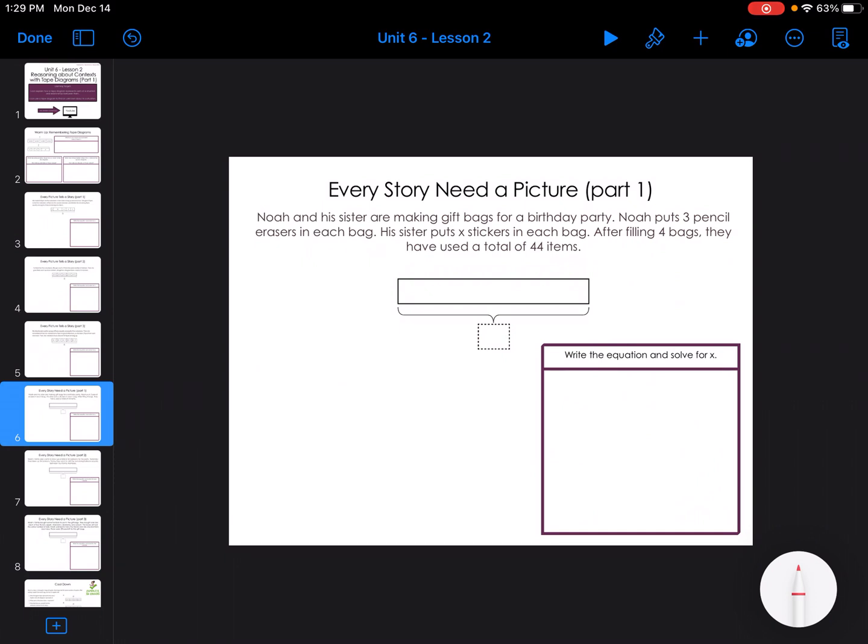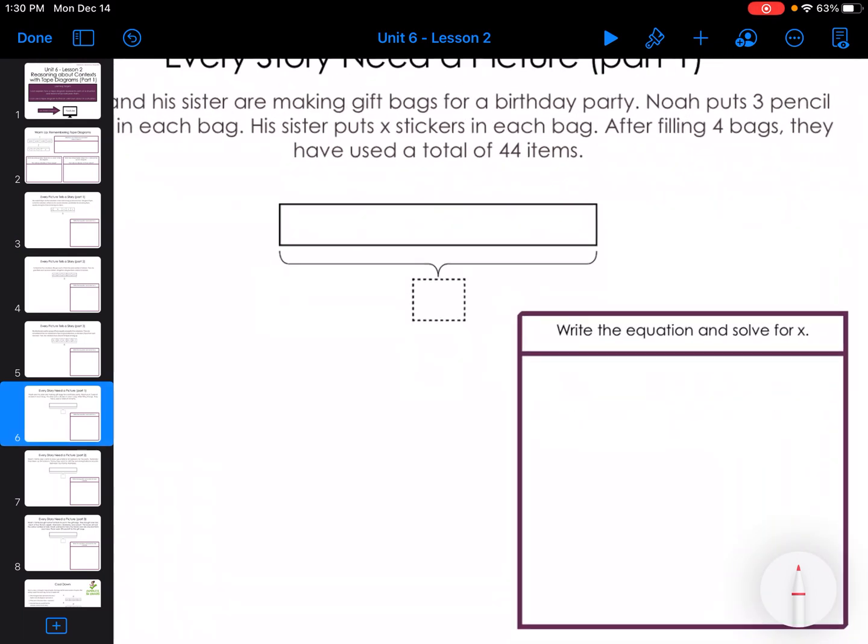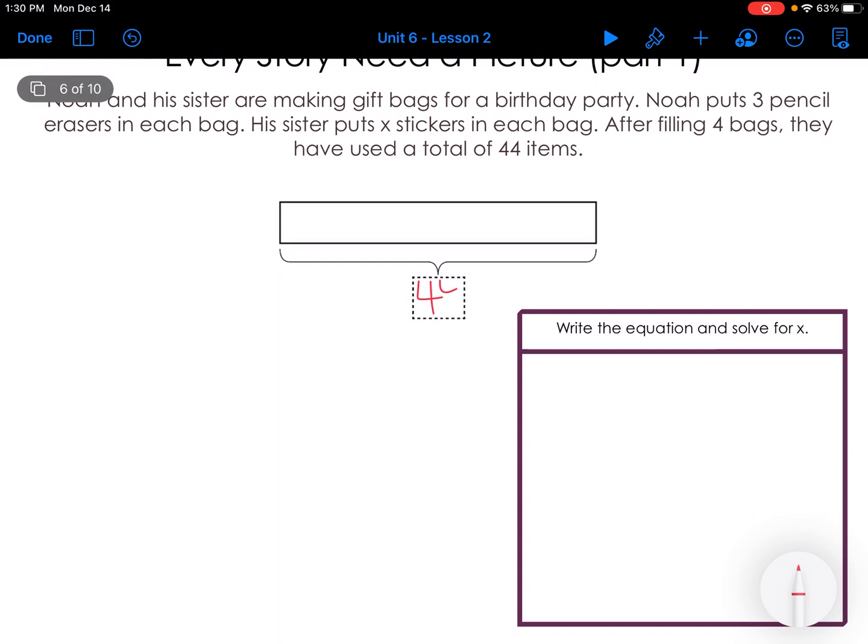The next one says Noah and his sister are making gift bags. He puts 3 erasers in each bag. His sister puts X stickers in each bag. After filling 4 bags, they have used a total of 44 items. So I know my total is 44. I know they did 4 groups. And we know that it's 3 plus X because we don't know how many stickers we're talking about.